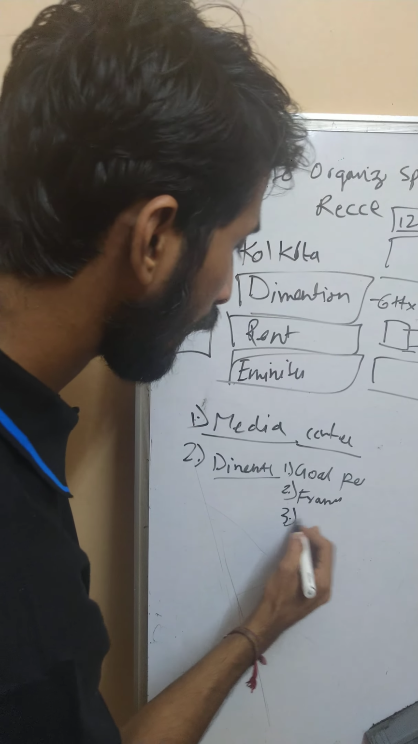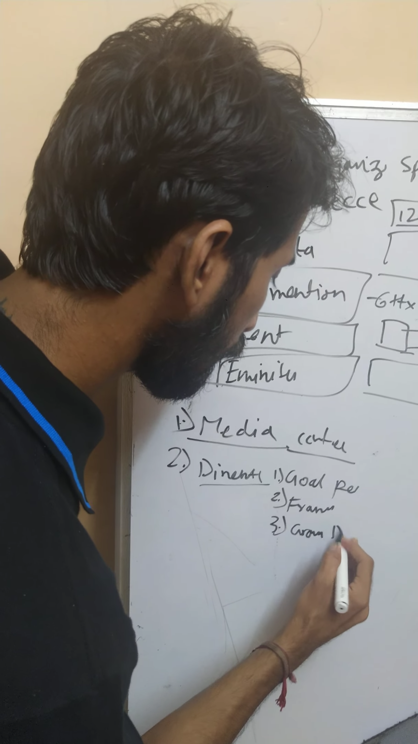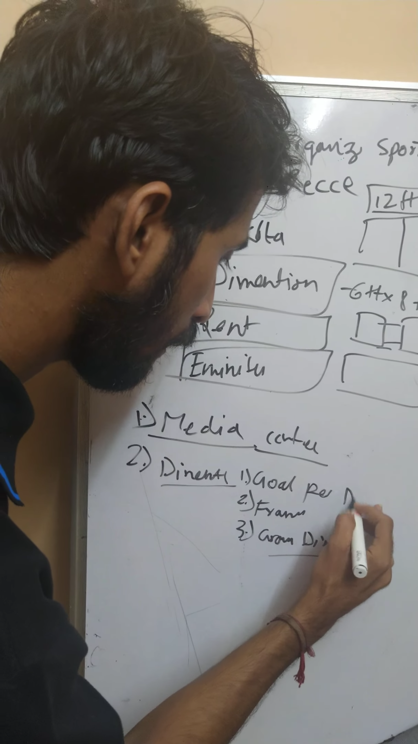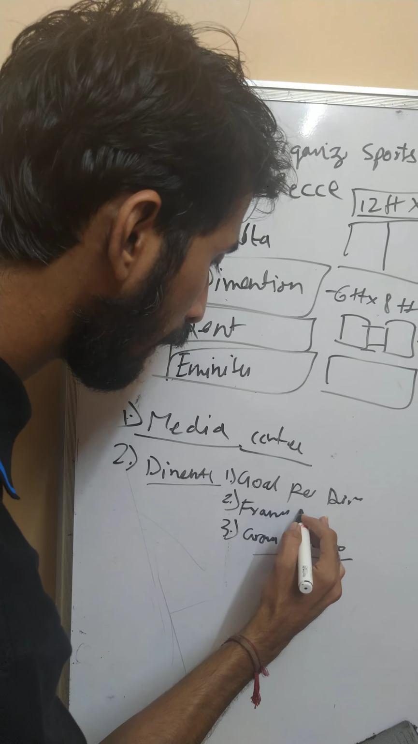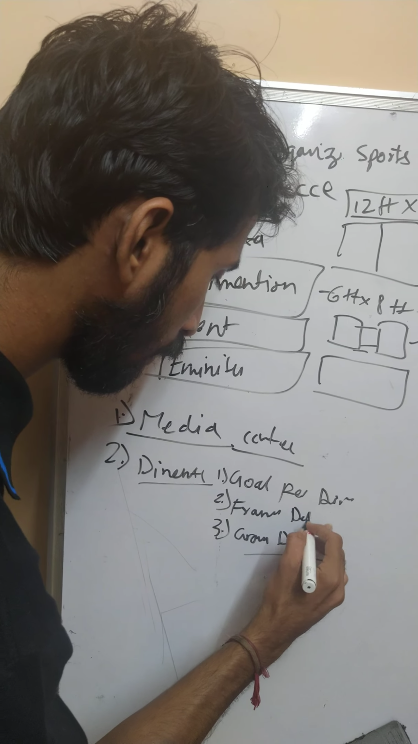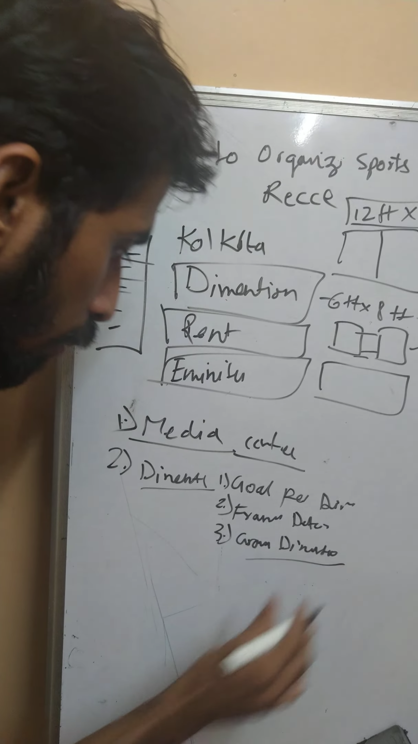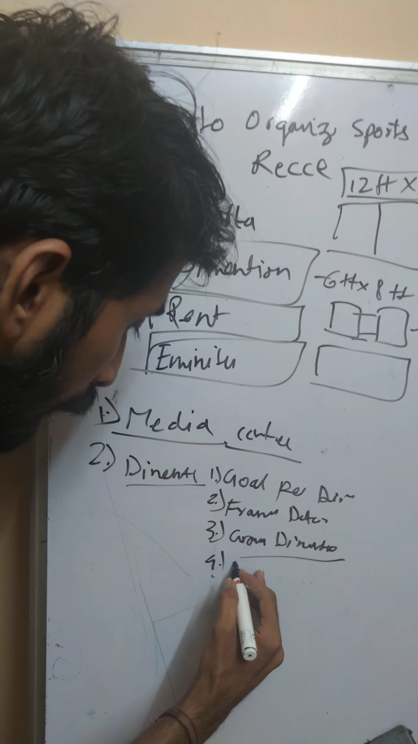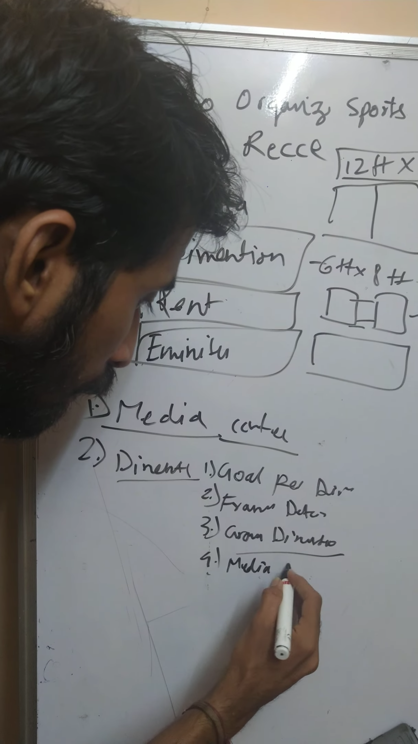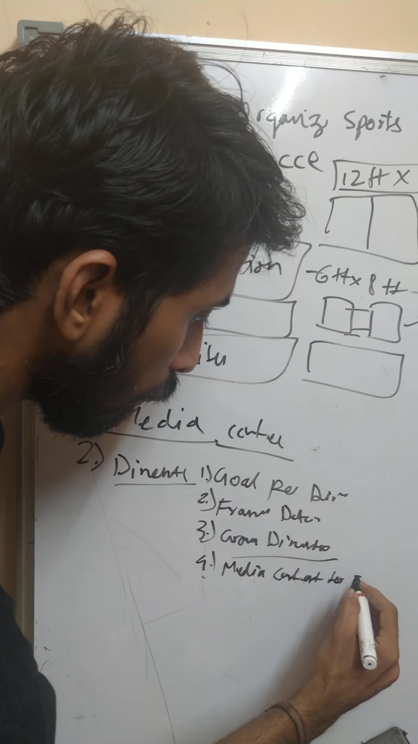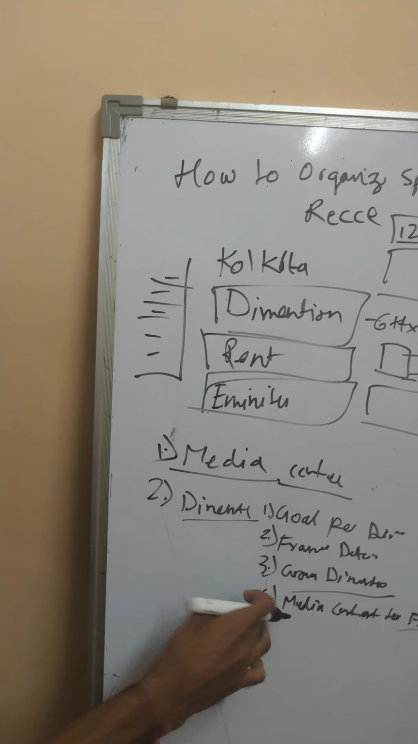Third is ground dimension. Okay, goalpost dimension, frame details. Okay, and ground dimension. Okay, fourth thing is media content for promo. I'm writing this pointer so that you don't forget.